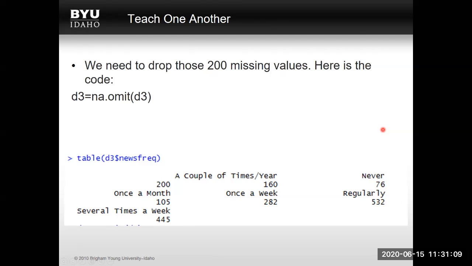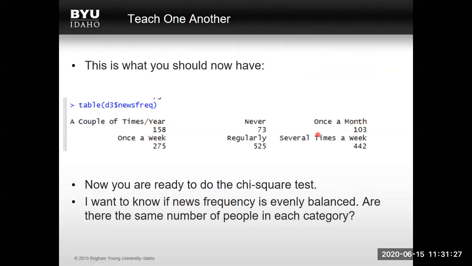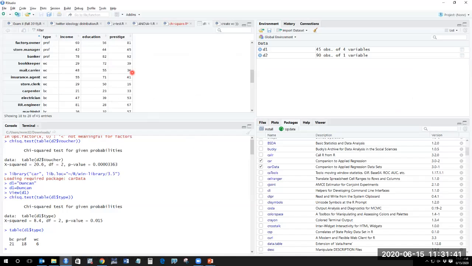So again, NA omit. My data set this time was called D3. So I'm going to call it D3 again, and it's going to be get rid of all the missing values of D3. Now that that's 0, I've got to get rid of that category. So I use drop levels, and then I get where it's just 6 categories. On the chi-square test, if you have those blank categories, it'll ruin your degrees of freedom calculation, and it'll ruin your chi-squared calculation. So I'll show you this in the code, how to do it.